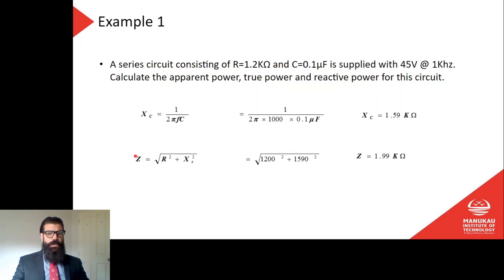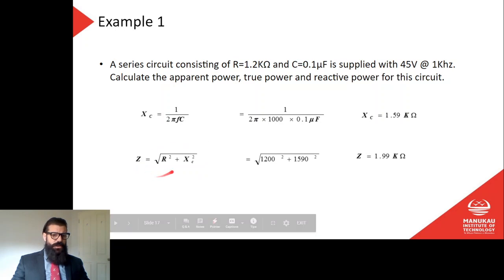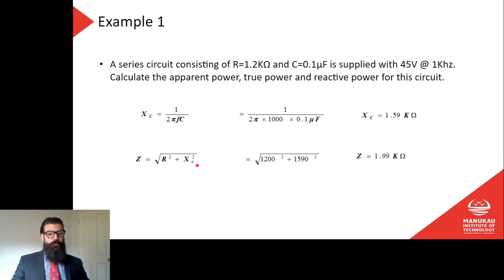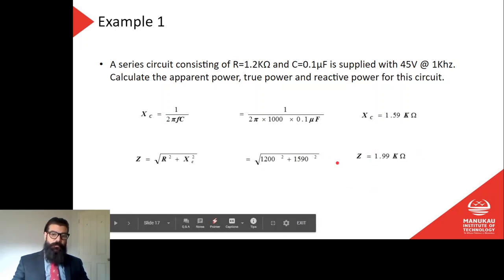Why do I want to work out impedance? Well, I can't work out the apparent power without knowing what the impedance is first. So this equation here just represents the Pythagoras of my triangle, right? The R is one side, the X is one side, Z is my hypotenuse. So square root of R squared plus XC squared. If you remember this formula from our last module, you'll notice that we're only using XC squared because we've got no XL, there's no inductor in the circuit. So R squared plus XC squared, so 1200 squared plus 1590 squared, square root of that equals 1990 ohms.